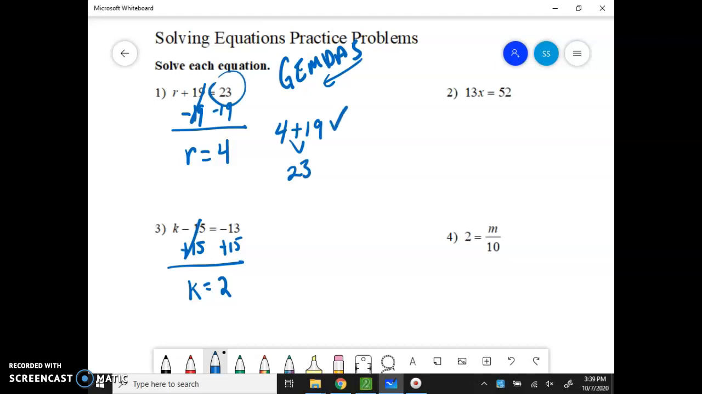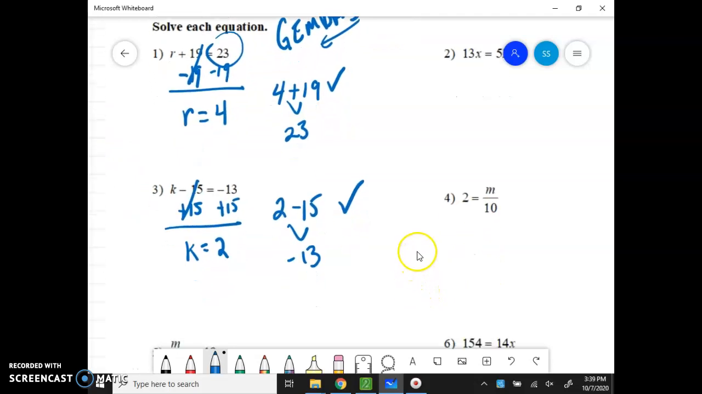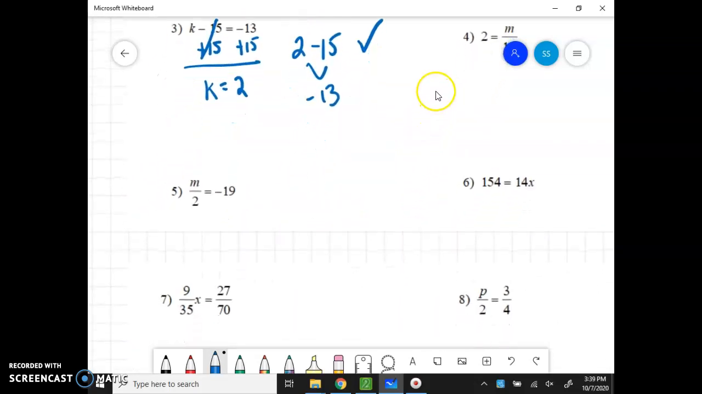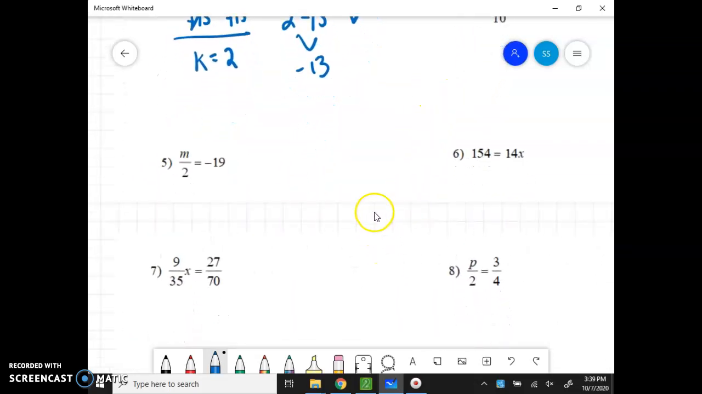It checks out. How about k? We got 2 minus 15. Does that equal negative 13? It sure does, so it checks out. We got the right answer. Okay, so there's really no reason we should miss these because we can always go back and check our answers.